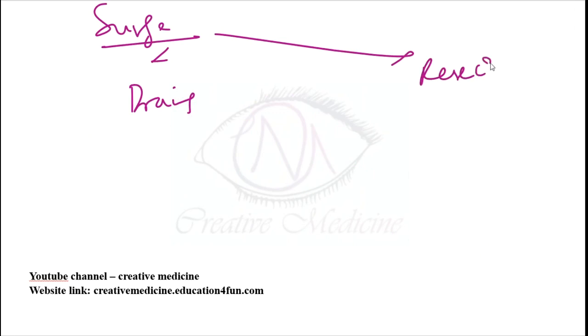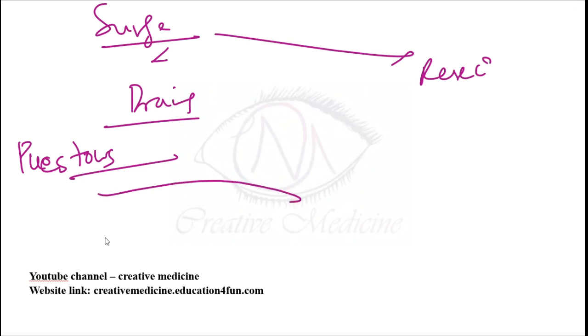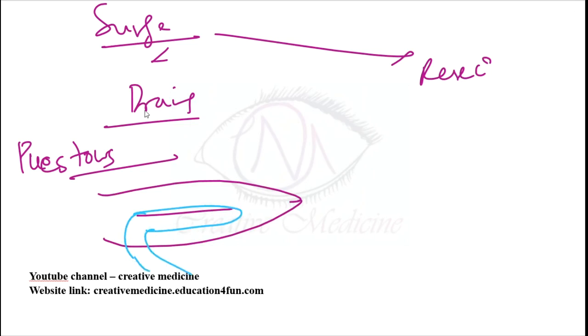Second, you have resection procedures. Drainage procedures: the first drainage procedure is Puestow's procedure. In Puestow's procedure, a longitudinal pancreaticojejunostomy is done. If this is the pancreas, you will cut open the pancreas here and attach the bowel loop here so that drainage can occur. So this is Puestow's procedure, which is longitudinal pancreaticojejunostomy.